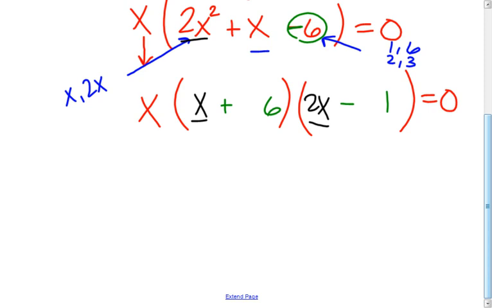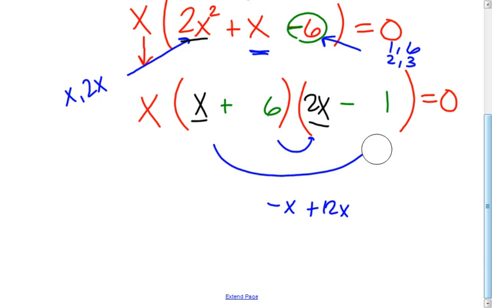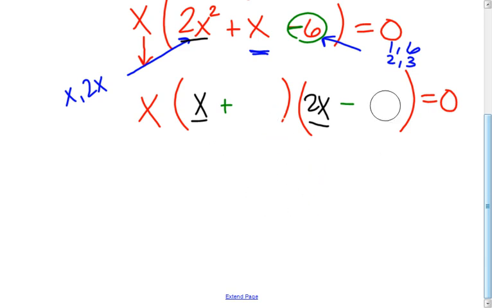And I'll try that. Outsides, negative x. Insides, positive 12x. That gives me 11x. And I need 1x. So it appears that 6 and 1 will not work. So I've exhausted my 6 and 1. And now I'm going to go to 2 and 3.